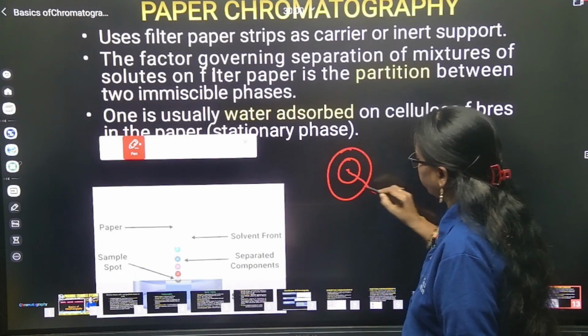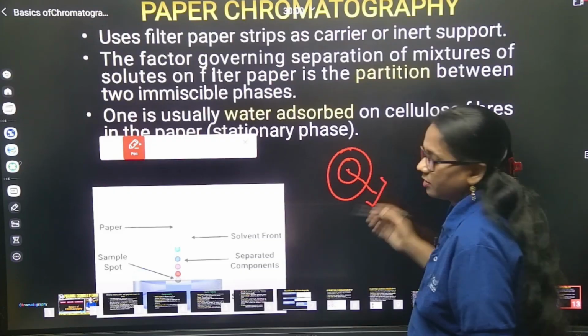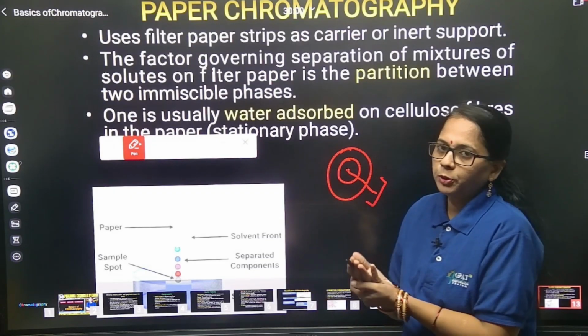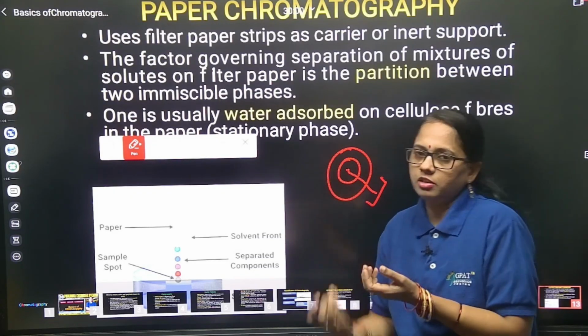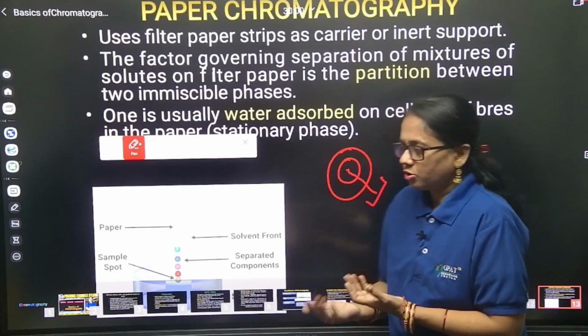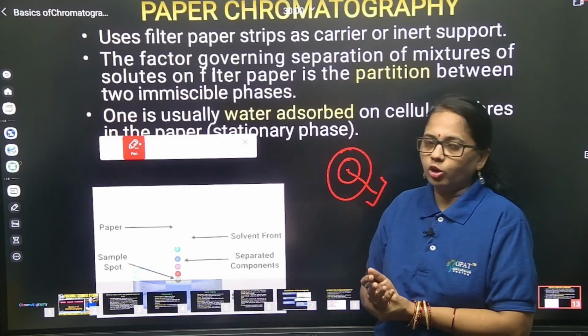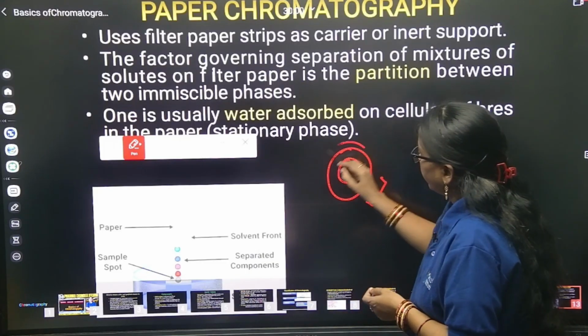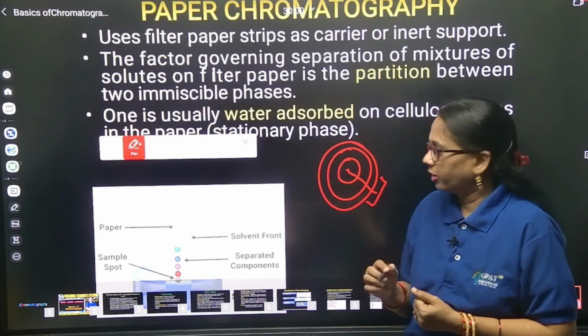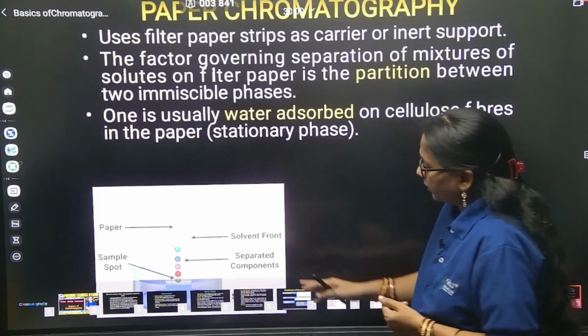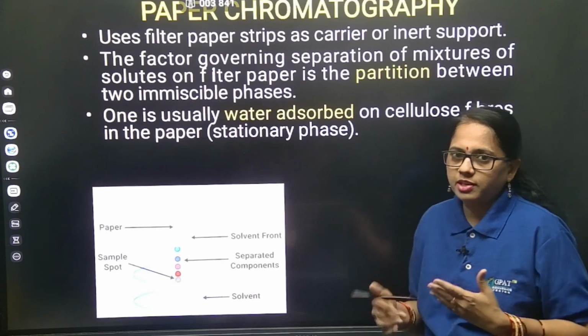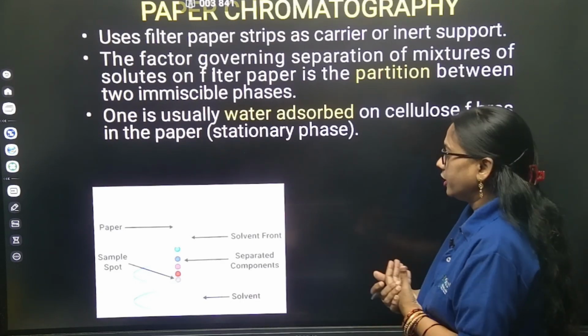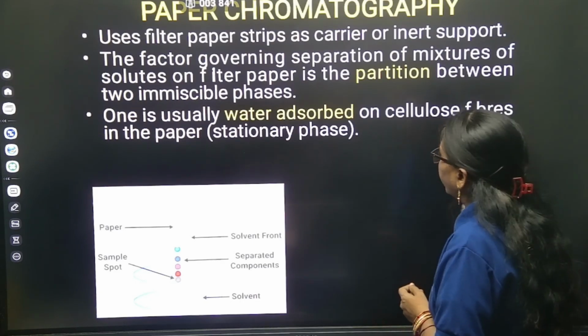One wick will be present, inserted in the mobile phase. At the top you put the paper and the wick is dropped down. The mobile phase will move along with that, and you are going to observe the radial type of chromatogram. So, in this way, in paper chromatography we use three types: ascending chromatography, descending chromatography, and radial chromatography.